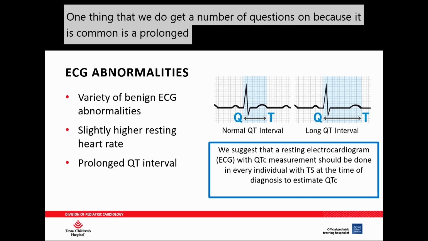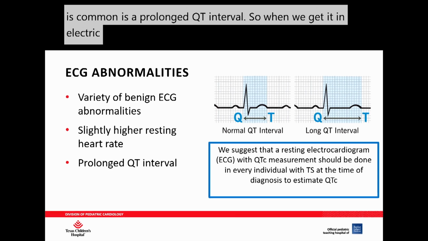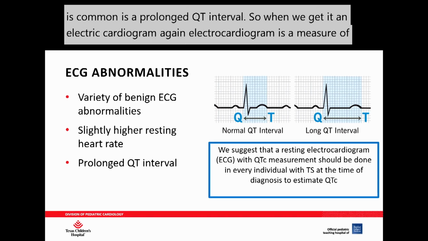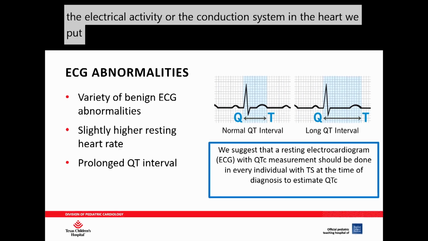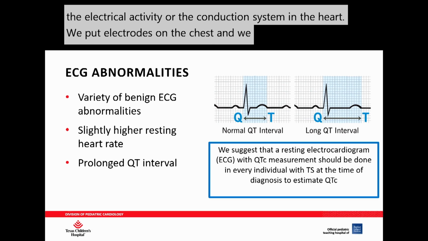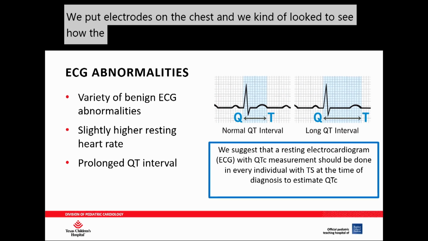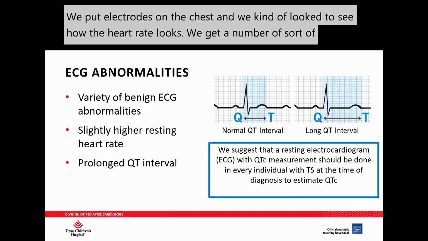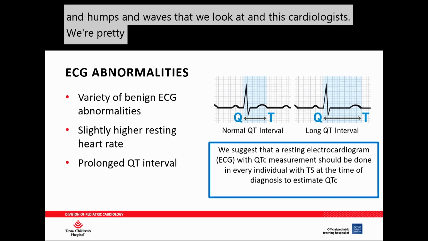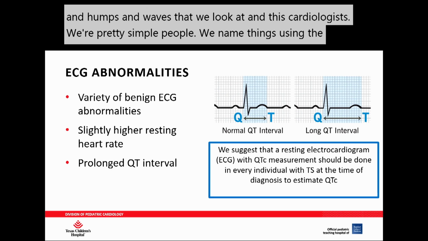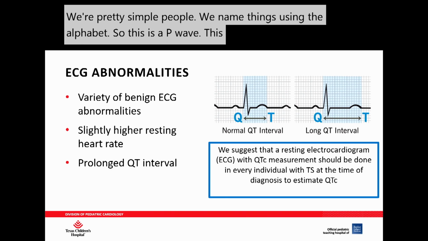One thing that we do get a number of questions on, because it is common, is a prolonged QT interval. When we get an electrocardiogram, which is a measure of the electrical activity or the conduction system in the heart, we put electrodes on the chest and look at how the heart rate looks. We get a number of bumps and humps, some waves that we look at, and as cardiologists, we're pretty simple people. We name things using the alphabet. So this is a P wave, this is a Q wave, this is a T wave.